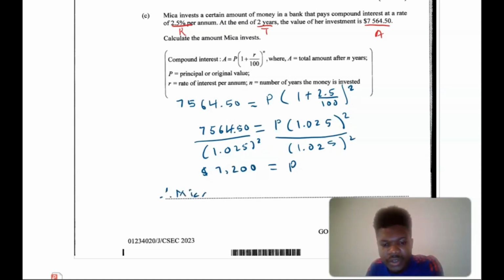So in the calculator, you're going to enter 7,564.50 divided by, when you press divide, open bracket, 1.025, close bracket, squared. Enter, 7,200. So therefore Mika invests $7,200.